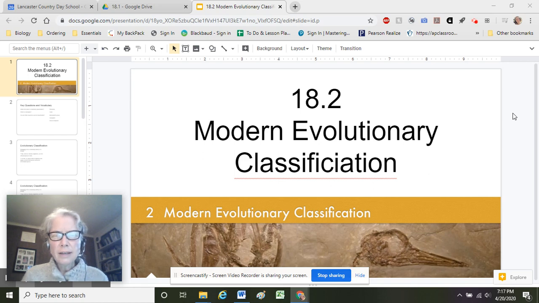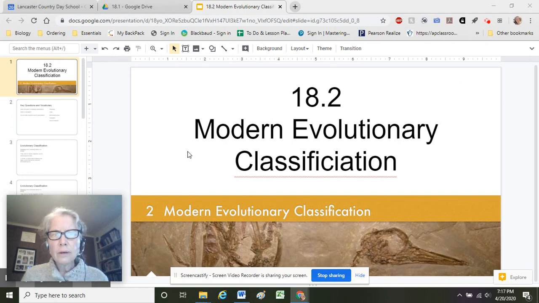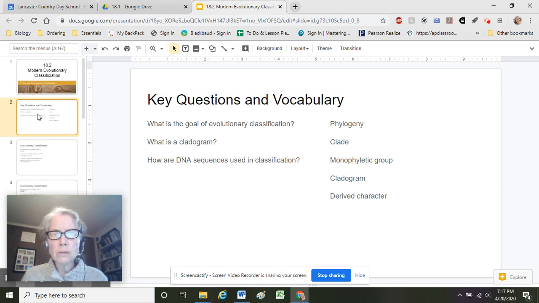Hello, everyone. This lesson is on Chapter 18, Section 2 on Modern Evolutionary Classification. Today, you are going to learn about the goals of evolutionary classification, and you're going to learn about a particular kind of illustration called a cladogram that describes evolutionary classification. And finally, we'll learn about how DNA sequences are used in evolutionary classification. To do that, you're going to learn a few terms: phylogeny, clade, monophyletic group, cladogram, and derived character.